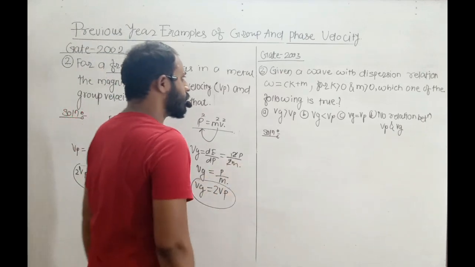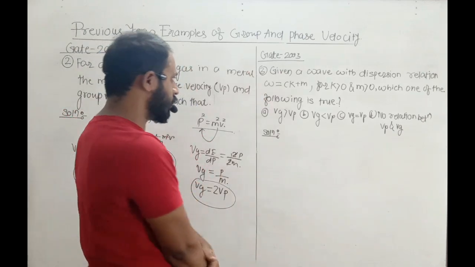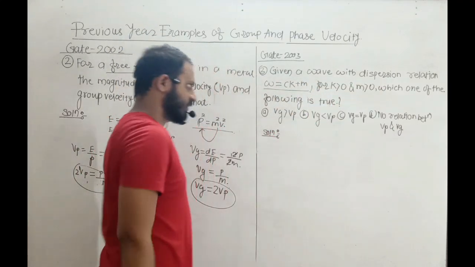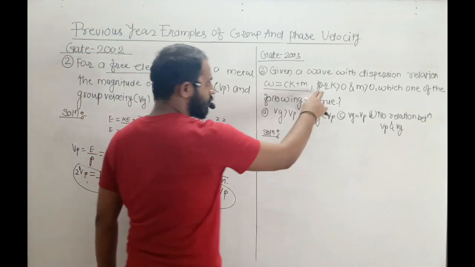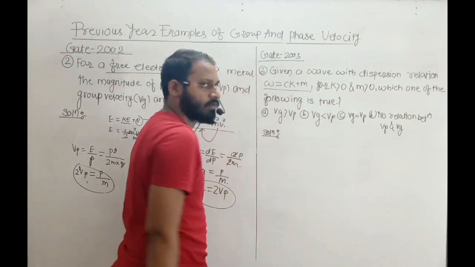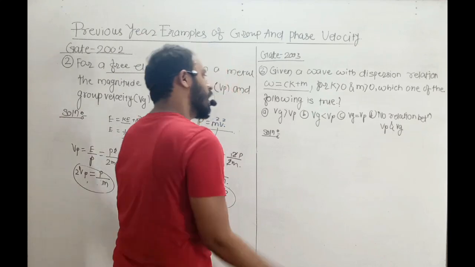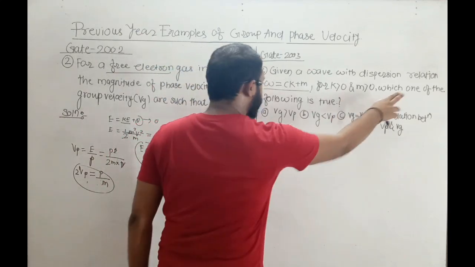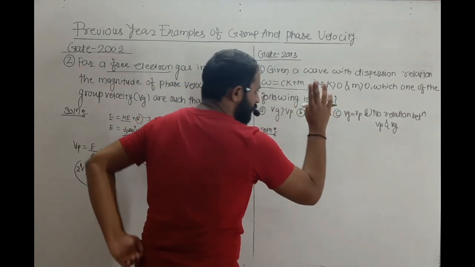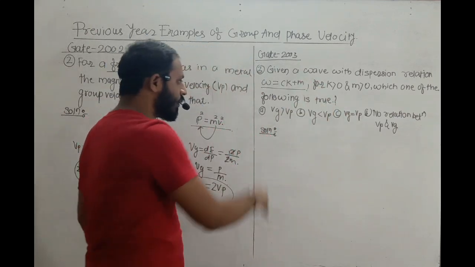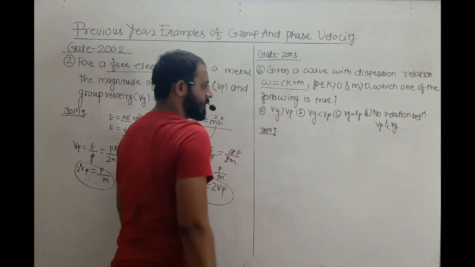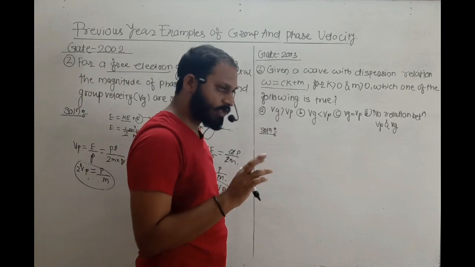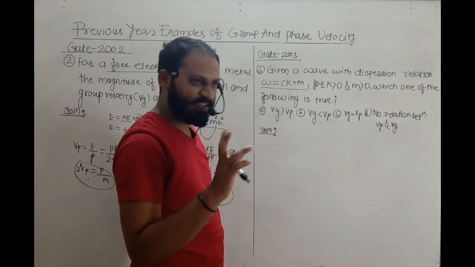Now see the second one, which was asked in GATE 2003. Given a wave with a dispersion relation omega equals Ck plus m, where k is greater than 0, that means k is positive, and m is greater than 0, that means m is also positive. Which one of the following is true? Vg is greater than Vp, or Vg is less than Vp. That means they are also asking to find the relation between phase and group velocity.